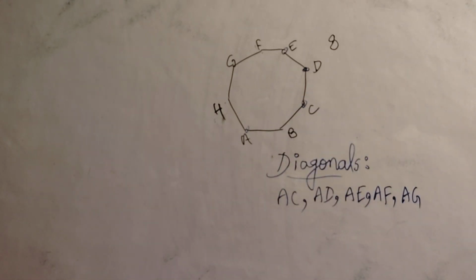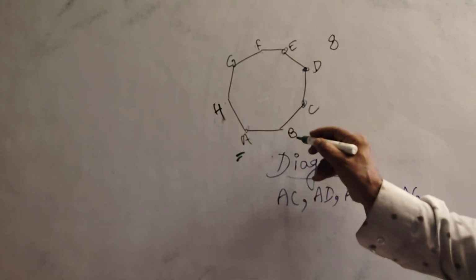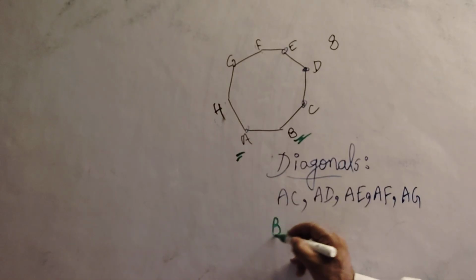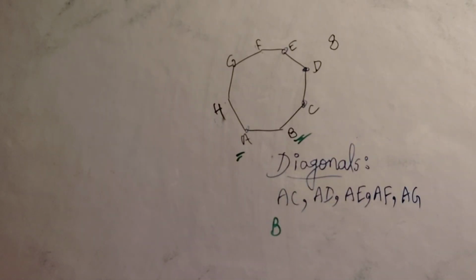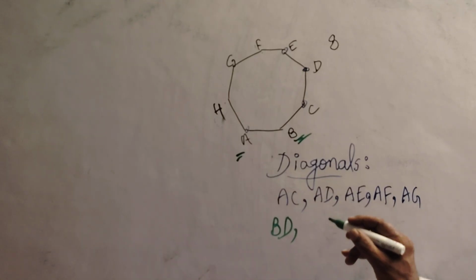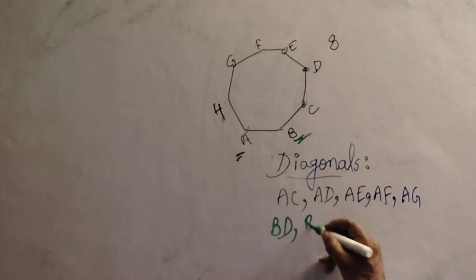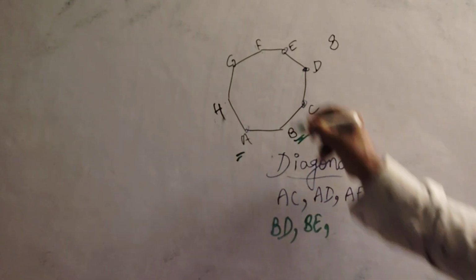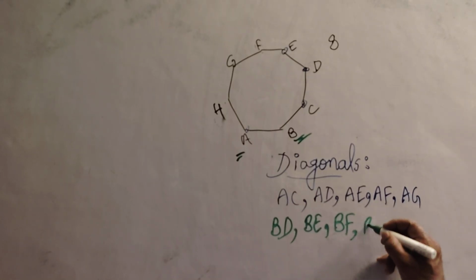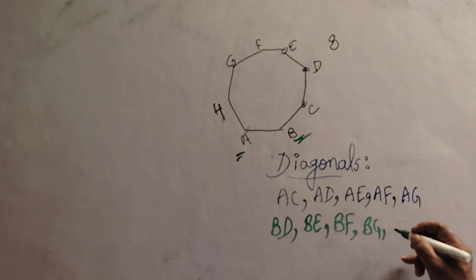So now from B, it means we rotate by one point. Now come to B. After A, we rotate to B. The first diagonal from B is BD, then BE, BF, BG, and BH.